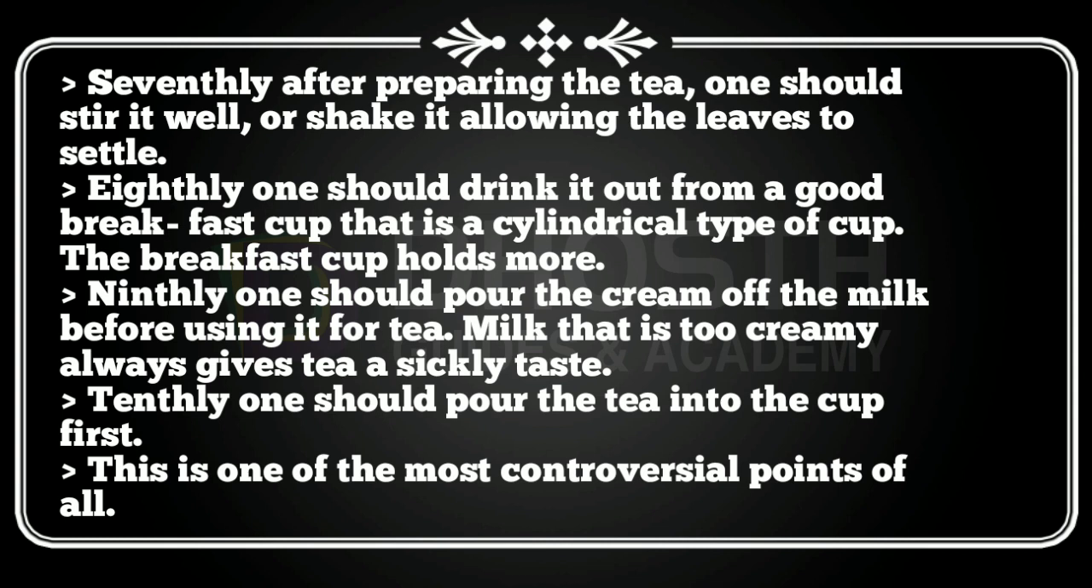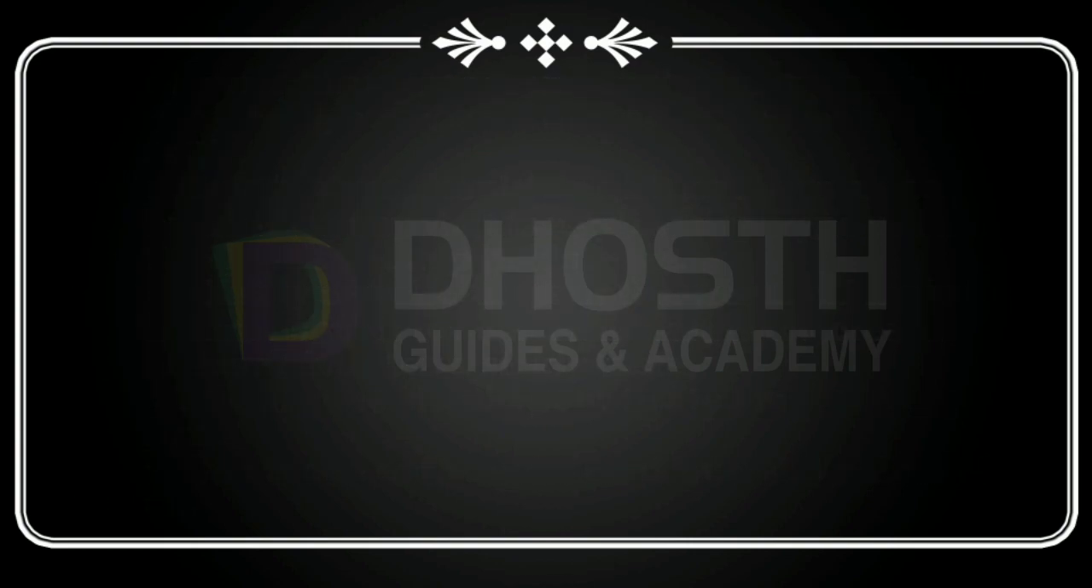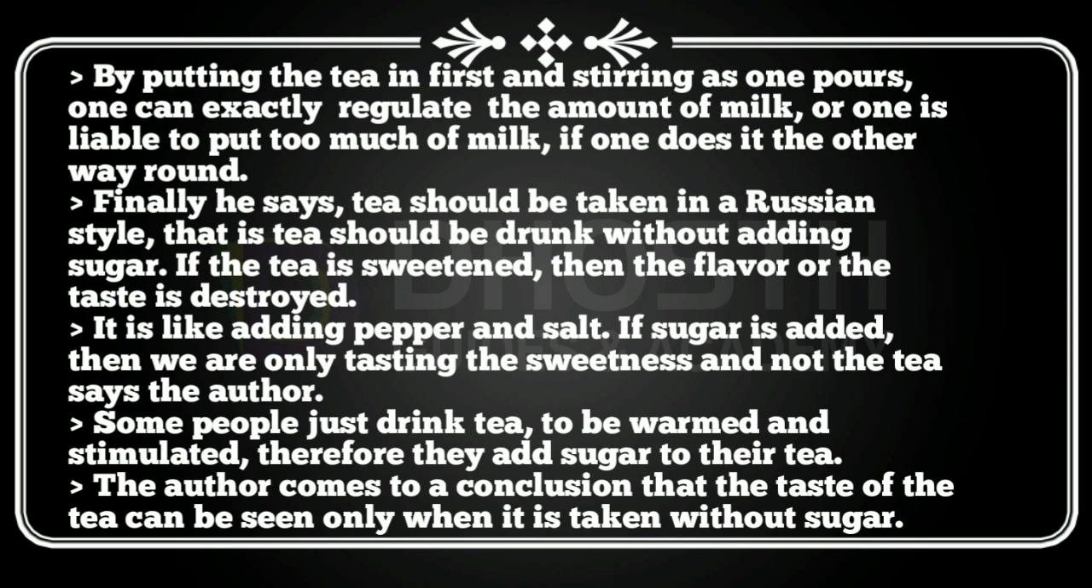Tenthly, one should pour the tea into the cup first. This is one of the most controversial points of all. By putting the tea in first, stirring as one pours, one can exactly regulate the amount of milk, or one is liable to put in too much milk if one does it the other way round.